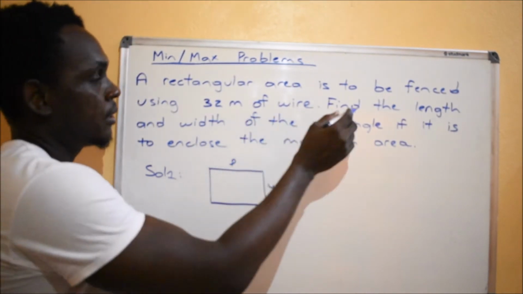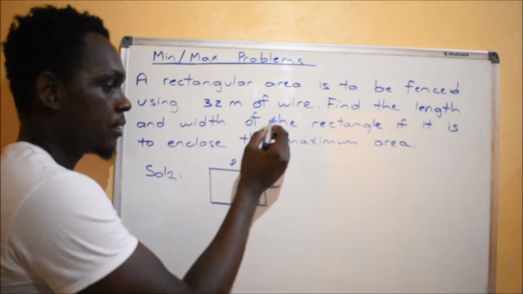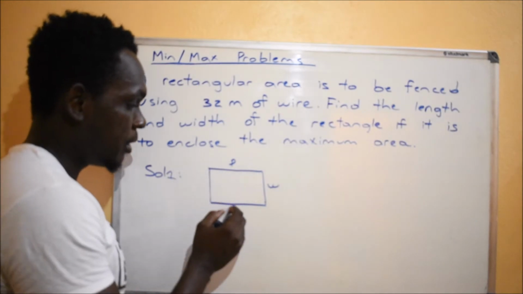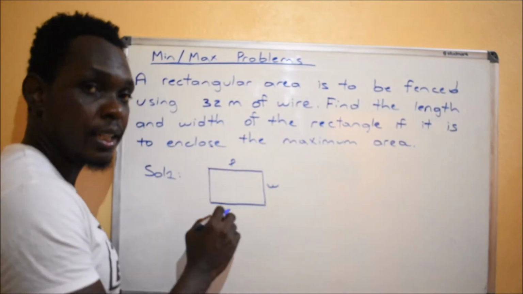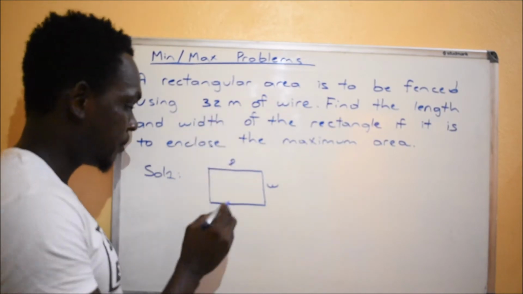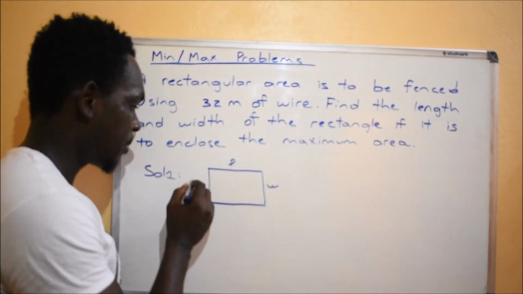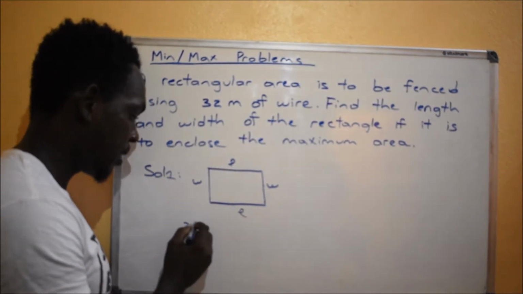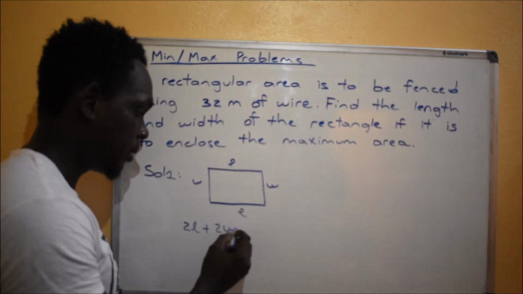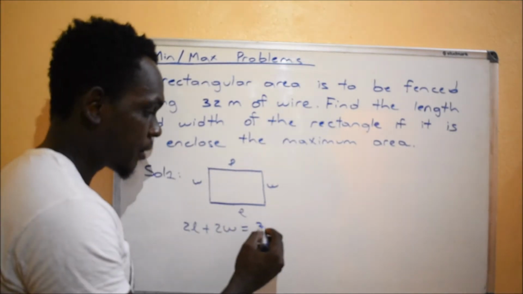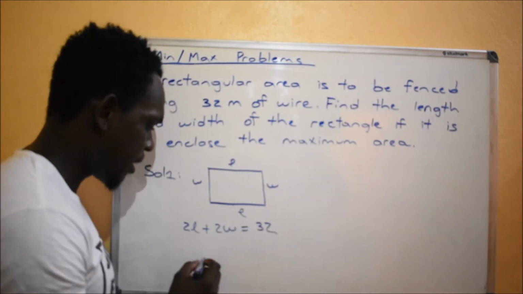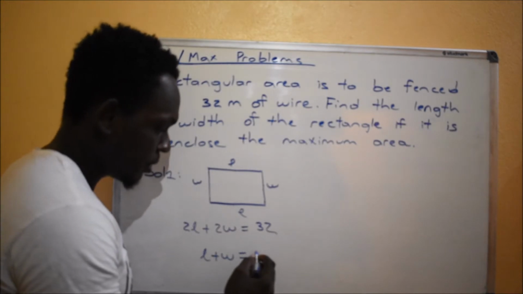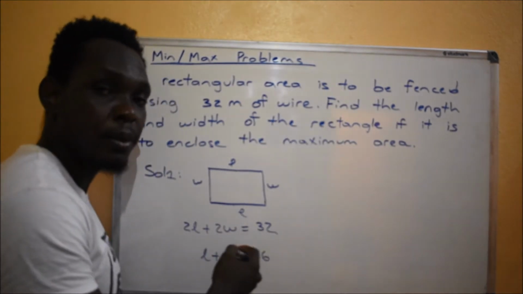Now we know that we are to use 32 meters of wire. That tells us that the perimeter of the rectangular area should be 32. So taking the sum of all four sides, we have 2L plus 2W equal to 32, and we can write this as L plus W equal to 16. So we're dividing throughout by 2.